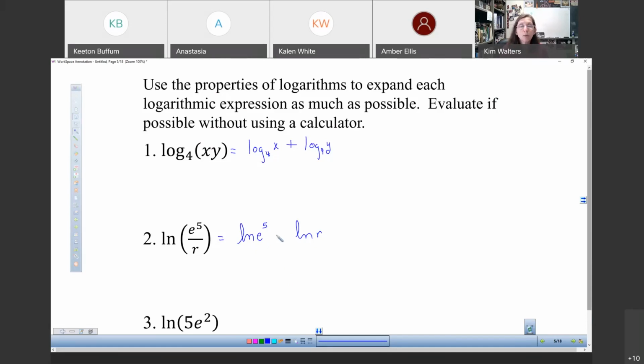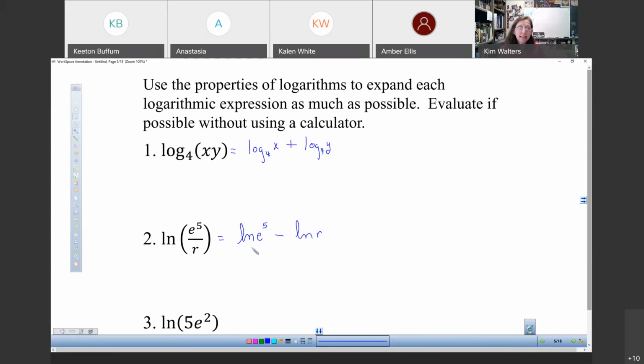All right, so I'm going to subtract these two. The quotient becomes the difference here. Now, on the first one, there wasn't anything else I could do. Log base 4 of x is lovely. Log base 4 of y is lovely. I mean, there's nothing I can do. On this one, however, I can simplify, okay?